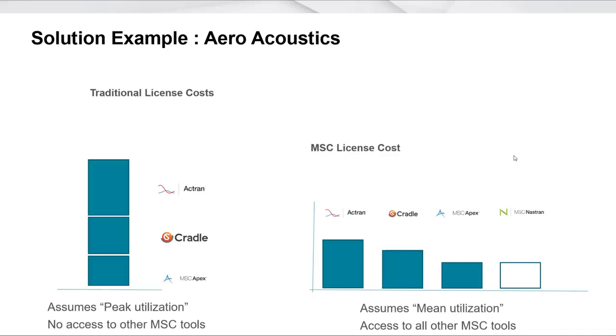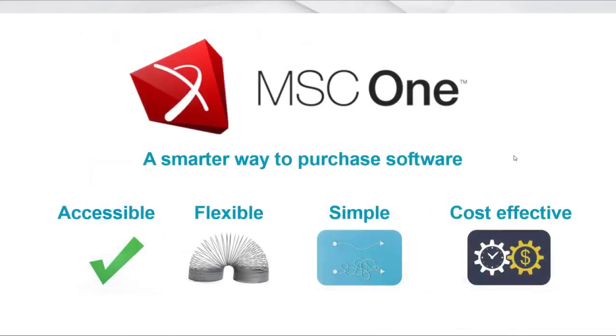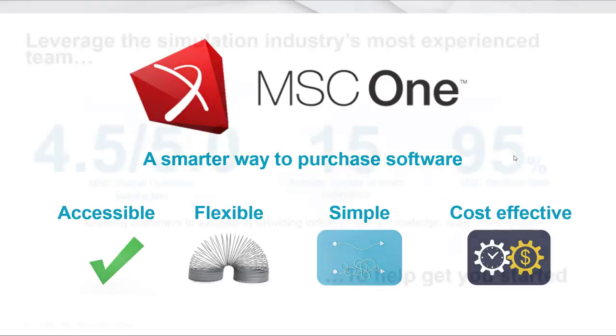So that assumes mean utilization, and MSC One also gives you access to all of the other MSC tools. It's a much smarter way, we think, of allowing customers to get access to our software, and it's particularly applicable for co-simulation. For us, this is some of the essence of manufacturing intelligence. It's not just good enough to technically link these things together. We've got to give people access. So that's a great start. Getting people access to the software is a great start, but it isn't enough.